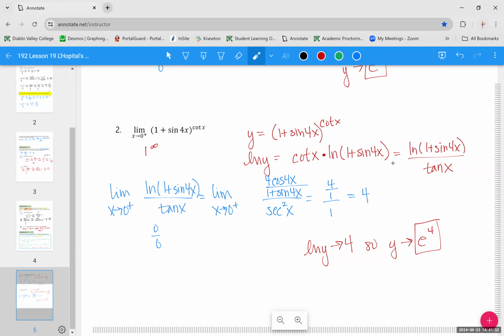If I plug in my 0 again, cosine of 0 is 1, so the top will be 4. Sine of 0 is 0, so that would just be 1. And secant of 0 is 1. So I end up with 4 as my final answer. But it isn't my final answer because I've got to undo the ln through the e process. Now it's my final answer, e to the 4th.